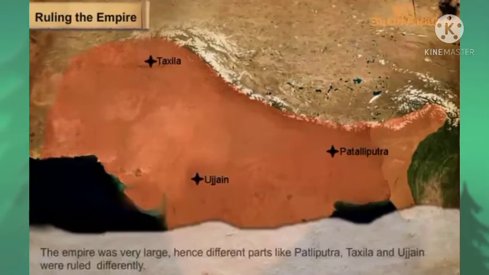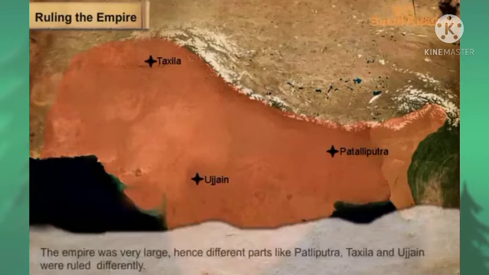Ruling the empire. As the empire was so large, different parts were ruled differently. The area around Pataliputra was under the direct control of the emperor. This meant that officials were appointed to collect taxes from farmers, herders, craftspersons, and traders who lived in villages and towns in the area. Officials also punished those who disobeyed the rules or orders. Many of these officials were given salaries.